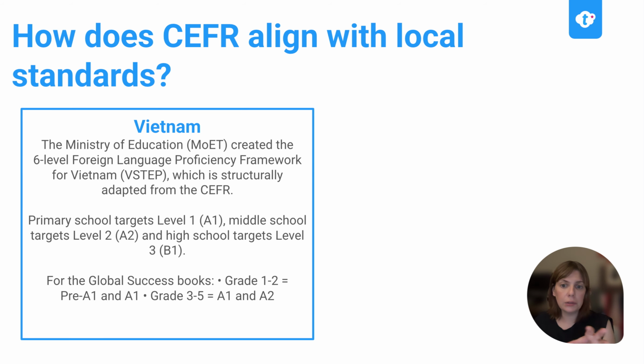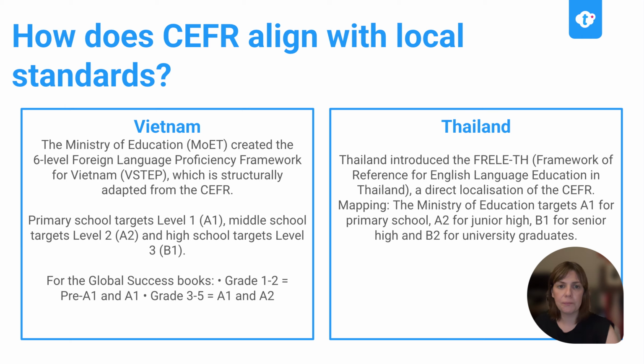I've looked into the new Global Success textbooks, and in my opinion, grade 1 to 2 are broadly pre-A1 to A1. I think I've seen somewhere that says it's all A1, but there's a lot of pre-A1 mixed in there and some A1 grammar concepts. So it's a bit of a mix. And then grade 3 to 5 is about A1 to A2.